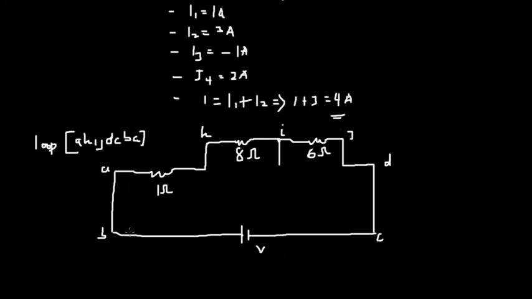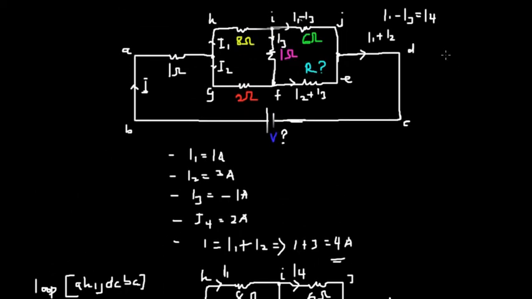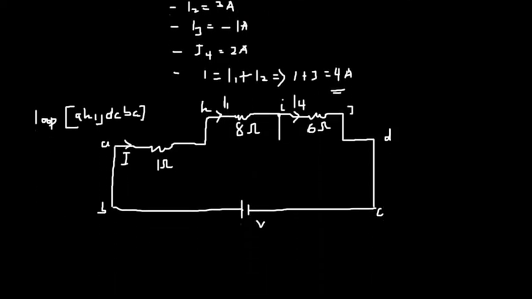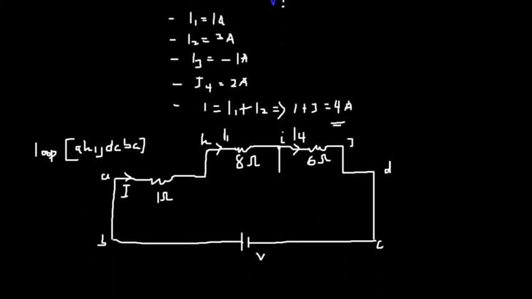Now let's insert our current. We have the main current I coming through, and this portion is I1. This is most definitely I4, and I4 is the same as I1 minus I3. Keep that in mind. Now let's try simplifying this question.